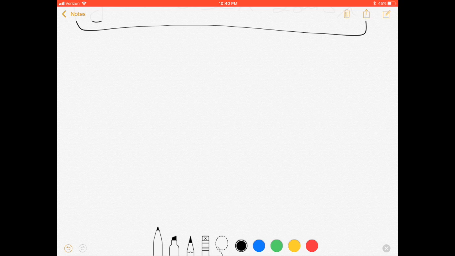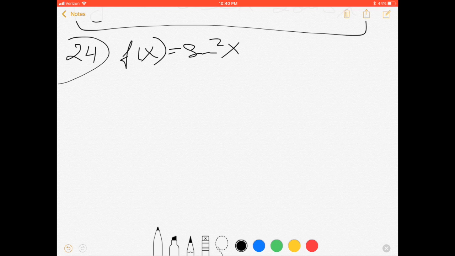Okay, doing number 24, here we have two functions. The first function is sine square x, and the second function is 1 minus cosine 2x. And here we need to check whether these functions are linearly dependent or independent.